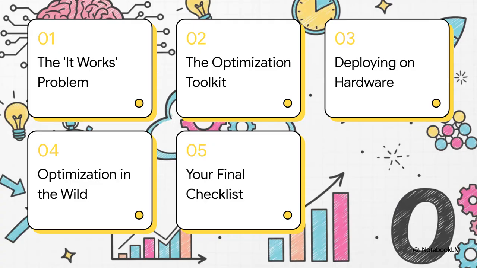All right, so here's how we're going to break it all down. First, we'll really define this "it works on my machine" problem. Then we'll open up the optimization toolkit and see the main tricks of the trade. We'll cover how to get these models running on any hardware, look at some real-world examples, and wrap up with a final checklist for you.